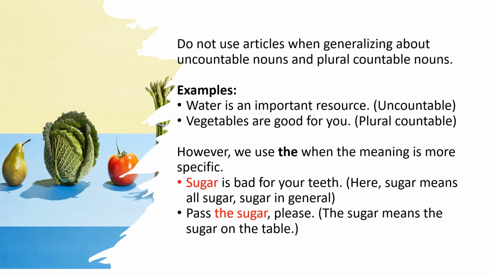Do not use articles when generalizing about uncountable nouns and plural countable nouns. For example, water is an important resource. Uncountable. Vegetables are good for you. Plural countable. However, we use the when the meaning is more specific. For example, sugar is bad for your teeth. Here, sugar means all sugar, sugar in general. Pass the sugar, please. This sugar means the sugar on the table.